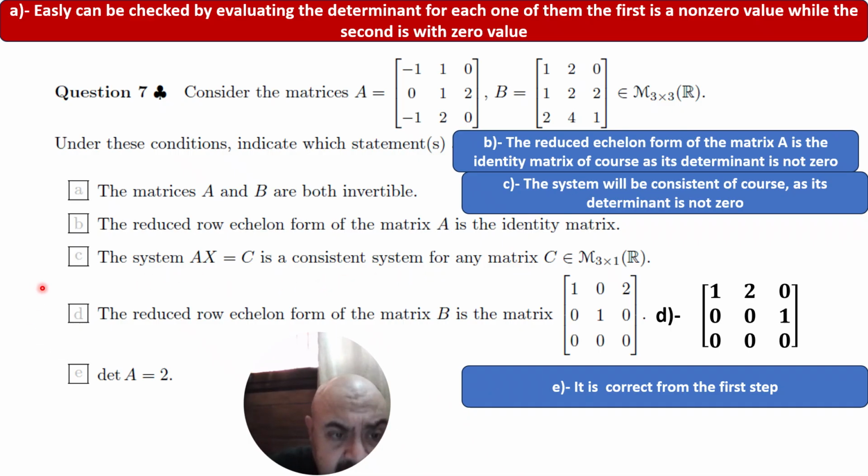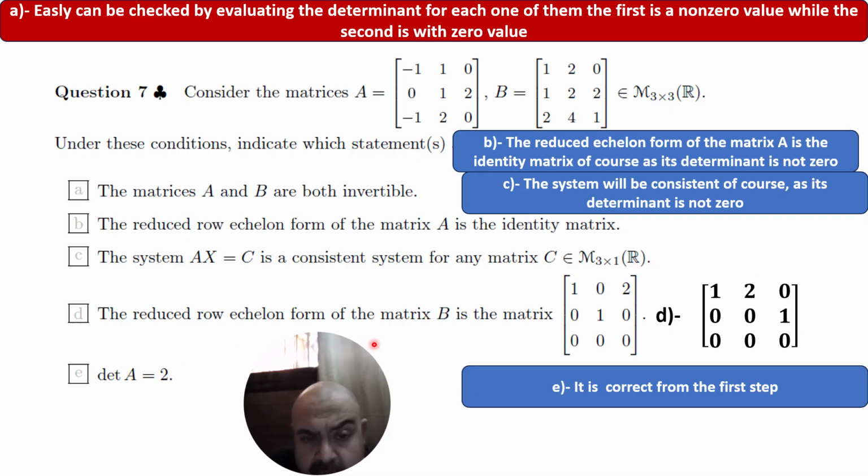So this system AX equals C is a consistent system for any value of C. Yes, as long as the determinant of the A matrix doesn't equal 0, this is going to be a consistent system for any value of C. It doesn't even depend on C, because the rank of the coefficient matrix and the augmented matrix will be exactly equal to the number of variables, so you will have a consistent system.